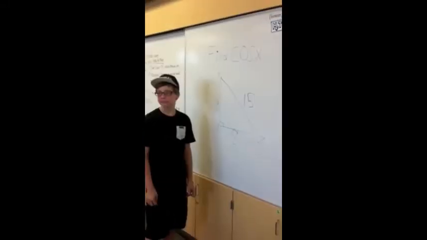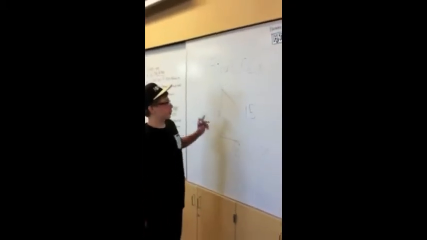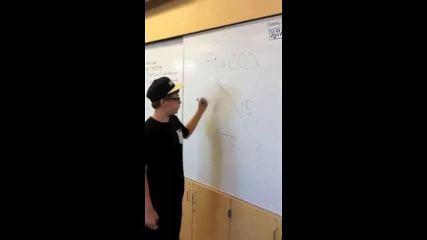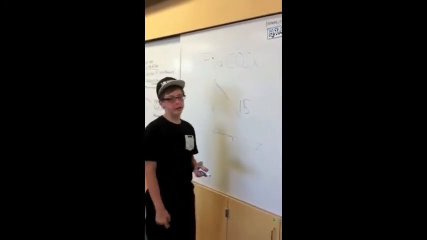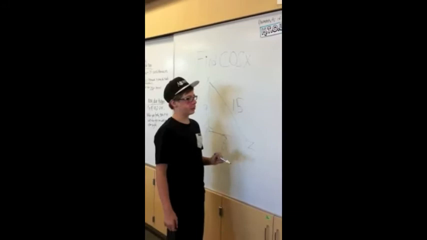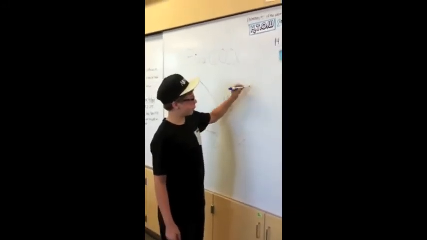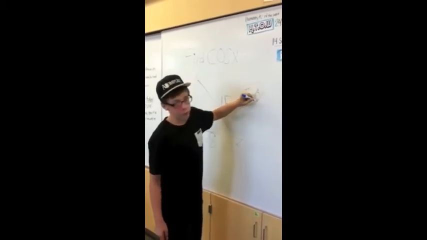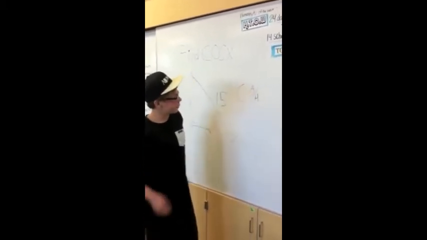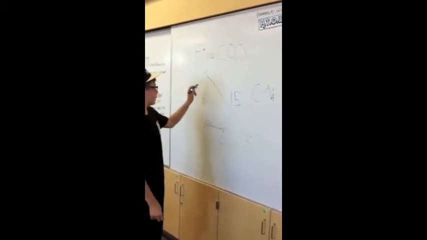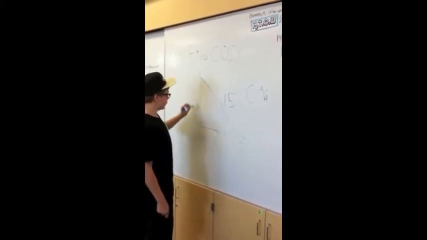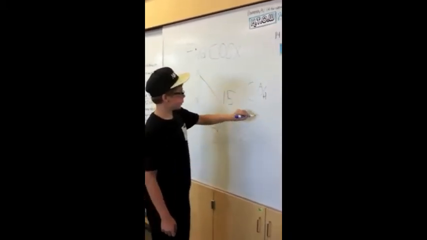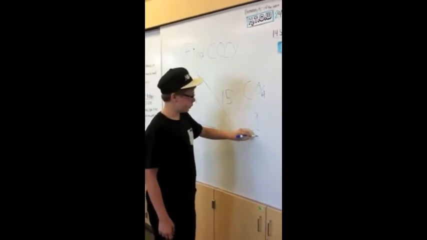We're going to be trying to find the cosine of angle x right here. To find the cosine, we're going to use SOHCAHTOA. It's going to be C, and then adjacent over hypotenuse. So for cosine of x, it's going to be adjacent, which is the 9, over hypotenuse. So the answer is going to come out to be 9 over 15.